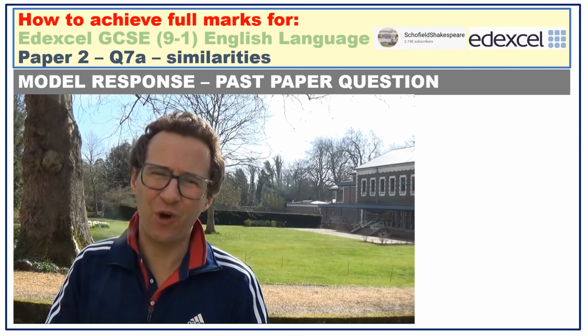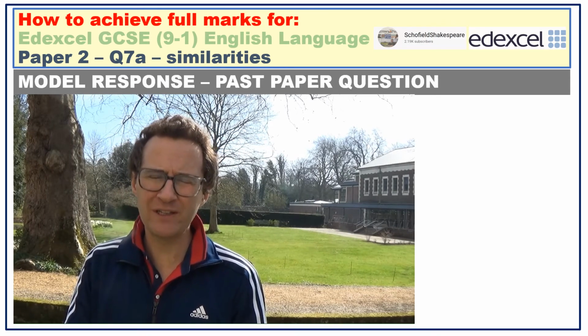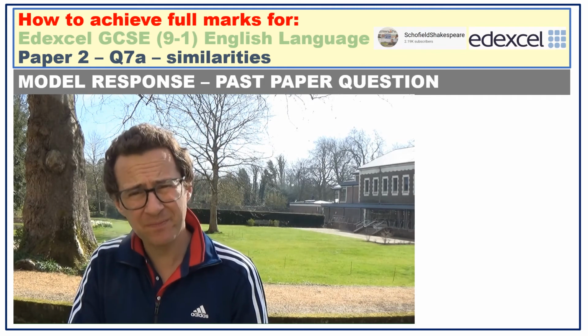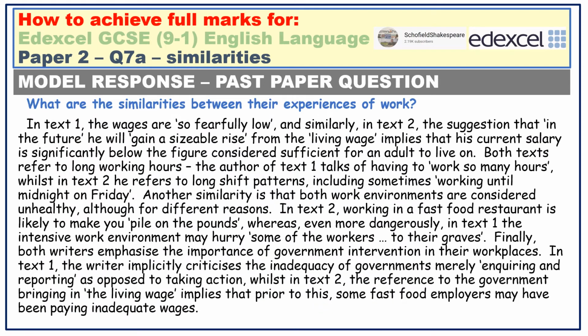How did you get on? Appropriately detailed, no waffle, plenty of synthesized points about the similarities with supporting quotations from both passages? Here's what I wrote. In text 1, the wages are so fearfully low, and similarly in text 2, the suggestion that in the future he will gain a sizable rise from the living wage implies that his current salary is significantly below the figure considered sufficient for an adult to live on.